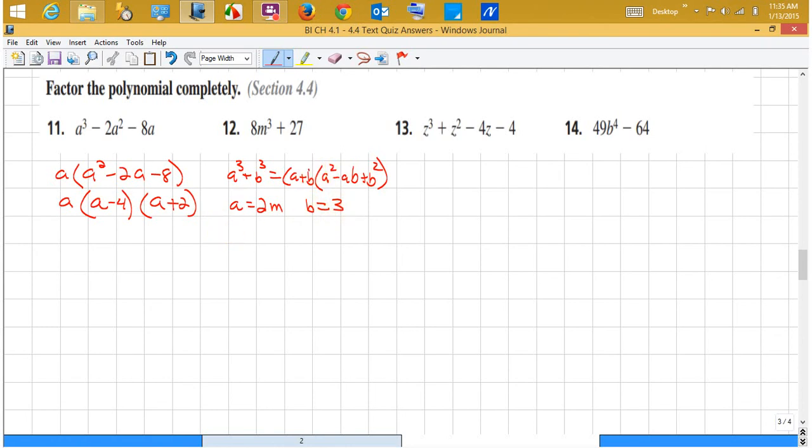So I'm going to have a plus b times a squared. Okay, so 2m squared, that would be 4m squared. Minus ab, that would be minus 6m. And lastly, b squared would be plus 9.